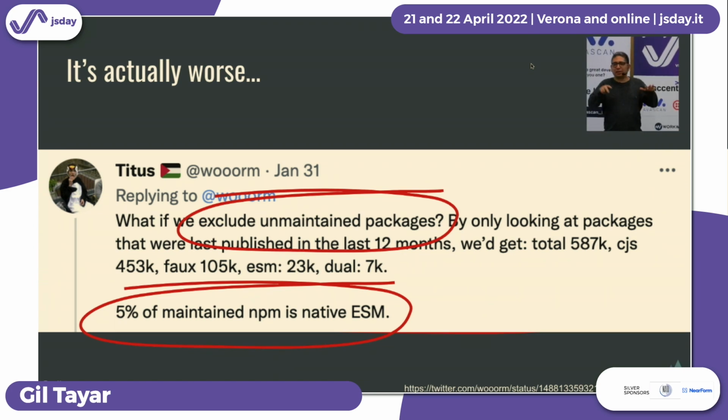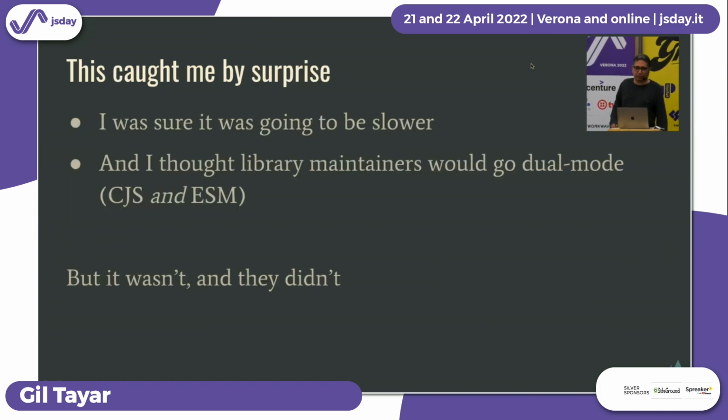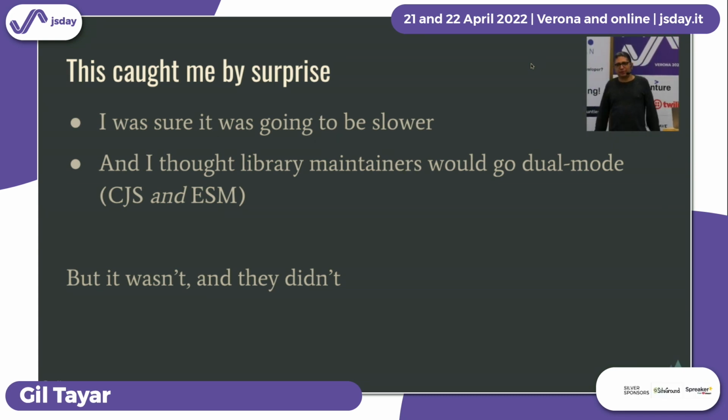My guess is that in the coming year, each and every one of you that uses Node.js will encounter this problem. I've already seen heads nodding, so I know that it's there. And it is a problem. Dominic Denicola: anyone have an alternative to Node Fetch? Apparently they've gone ESM only. I'm seeing this on Twitter quite a few times. And this caught me by surprise as a member of the modules working group. I didn't think it'd go this fast. Maybe COVID, I don't know.